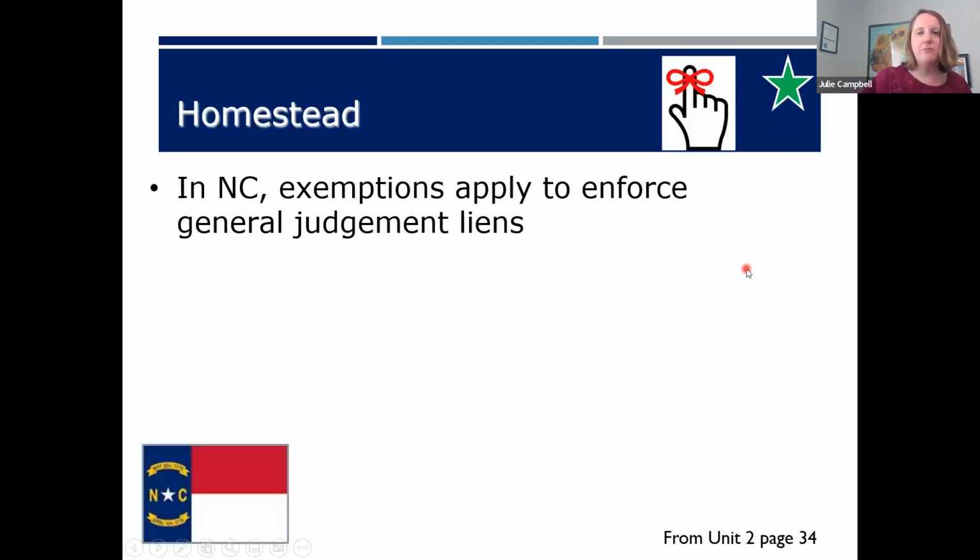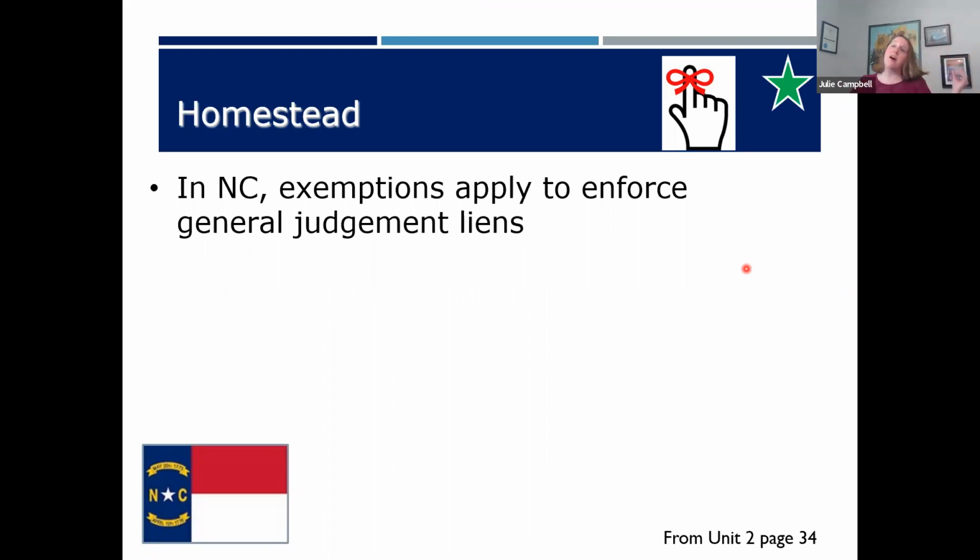Just real quick, we mentioned very briefly, this is all we need. We mentioned a homestead back in Unit 2. That's what my page numbers are referring you to. The homestead can be an exception to a general lien. Now we got the judge involved. Again, I just don't want you guys to get bogged down on a homestead. We're just kind of mentioning it, moving on.